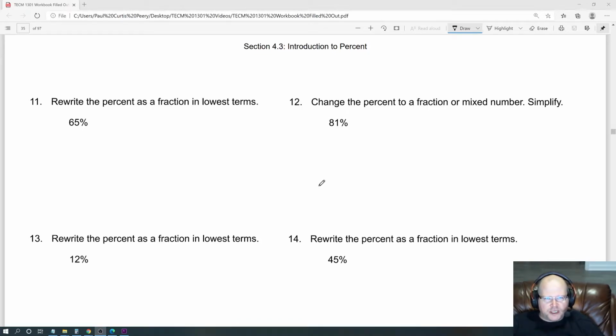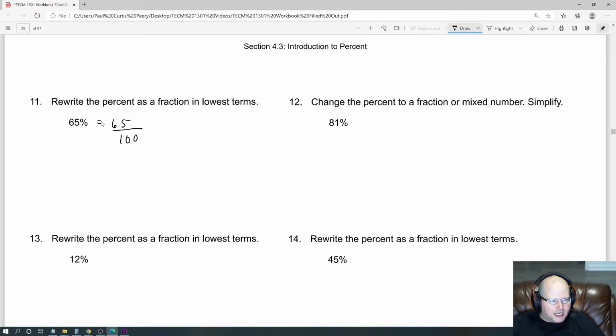Section 4.3, Introduction to Percent. Rewrite the percent as a fraction in lowest terms. Percent means per centi, or per 100. So we can simply rewrite 65% as 65 over 100. At this point, we need to reduce this fraction.